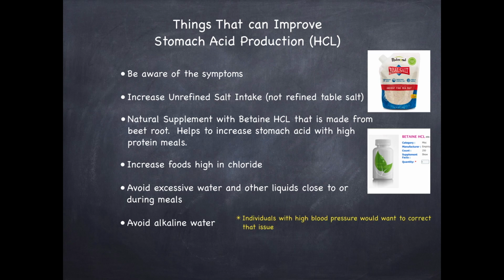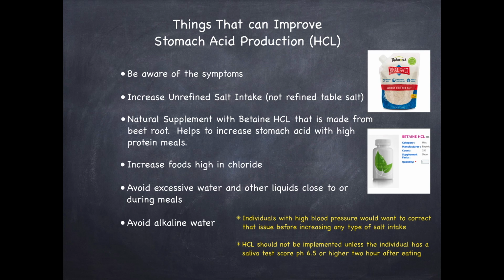Now, a person with high blood pressure or electrolyte excess would want to correct that issue before increasing any type of salt intake. A person looking to supplement with HCl will want to ensure that their bile is flowing into the intestines. The way that we do that is by monitoring saliva pH and making sure that it's over 6.5 before they qualify to start using hydrochloric acid. We want to ensure that that's being cooled off before it enters the lower intestines. So there is a pre-requirement before just starting hydrochloric acid supplementation.